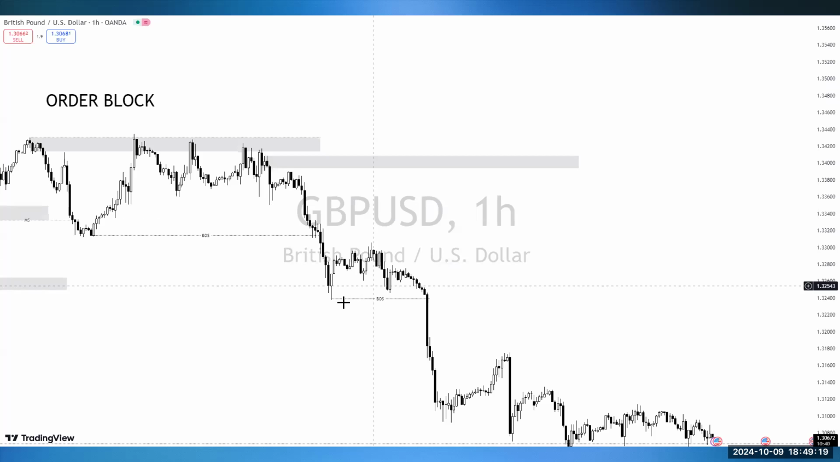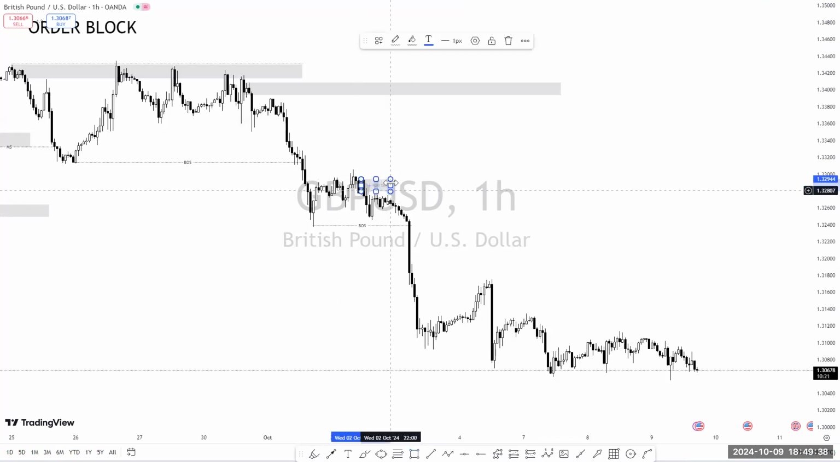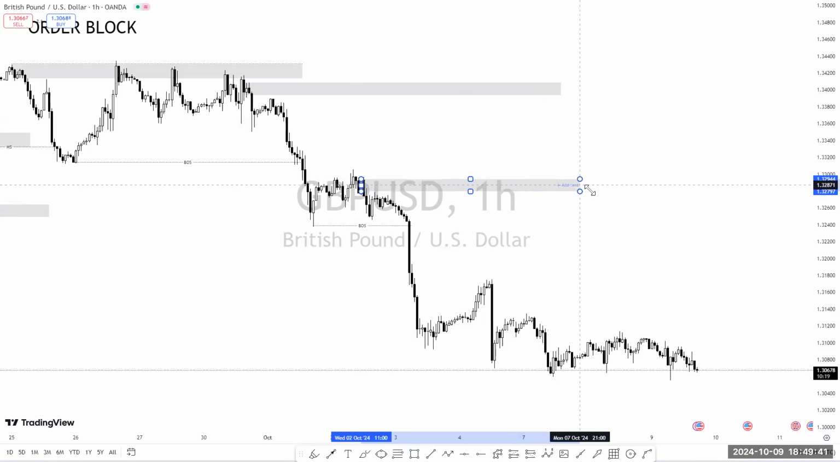Right, we have a new break of structure. So now that we have a new break of structure, we have our lower low and we have our higher high. So which of the candlesticks led to the break of structure? Now we are going to identify that on the chart. This candle led to the break of structure, the last buy candle that led to the break of structure.